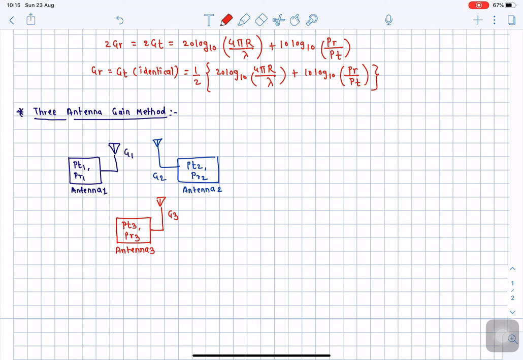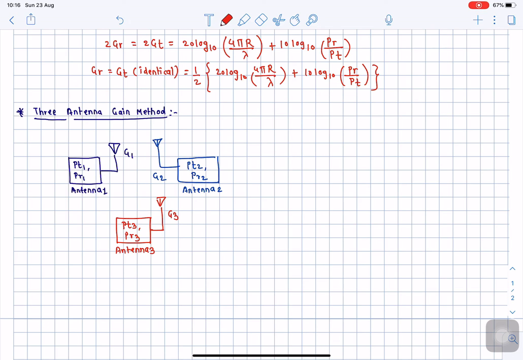Okay, then if we know the transmitted powers, and if we measure the received powers at these three different antennas, then we can establish a relationship, right? So at a time, please remember, we are making use of two antennas, and while making use of two antennas, we will separate the antennas such that they are located in the far field region of each other, and the distance between them is capital R. Okay, so then we can establish a relationship between the gain equations.